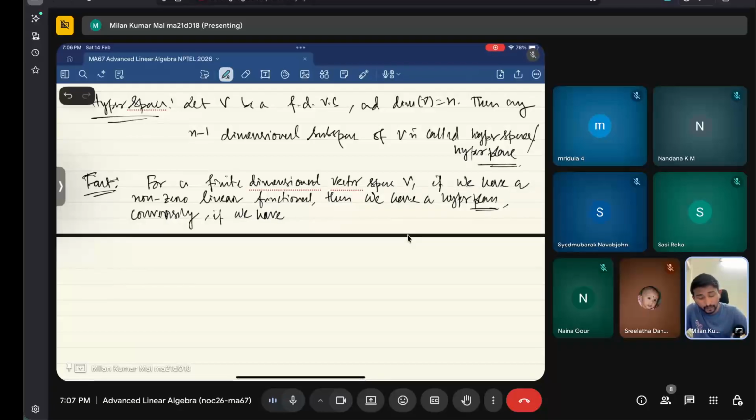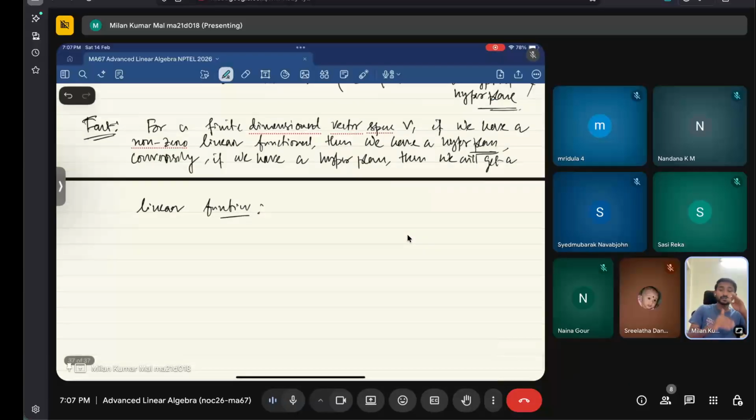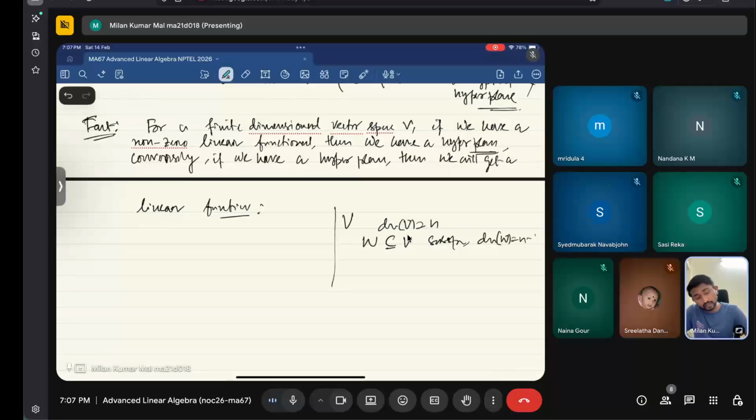Okay, let me write this. If you have a linear functional, you have a hyperplane, that's clear, because you will take the kernel of that. Conversely, suppose V is a vector space and the dimension of V is n. W is a subspace of V, and the dimension of W is equal to n minus 1.